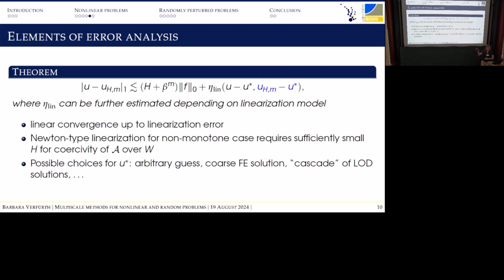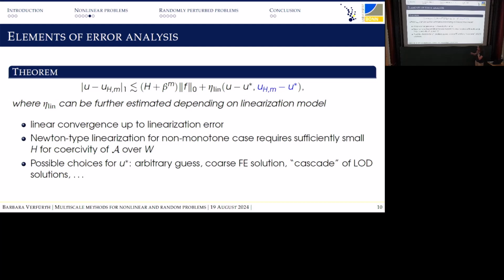And one side remark, you've seen this bottom right thing in my table before. This Newton type linearization for the non-monotone case was of a convection diffusion type. There you have to work a little bit more to make sure that your local problems to construct the multiscale basis are still well posed. I don't want to go into the details here, but it's possible.